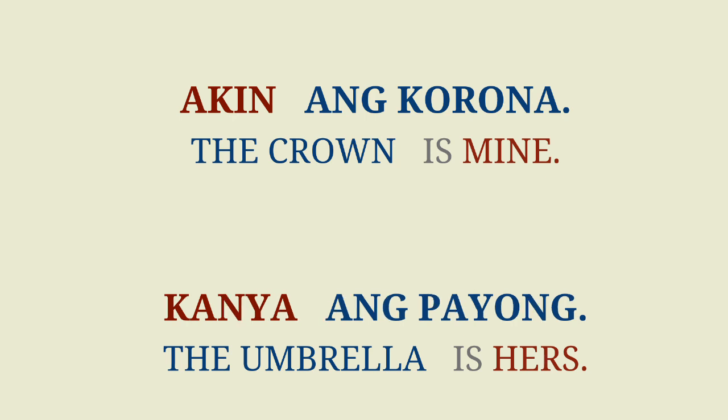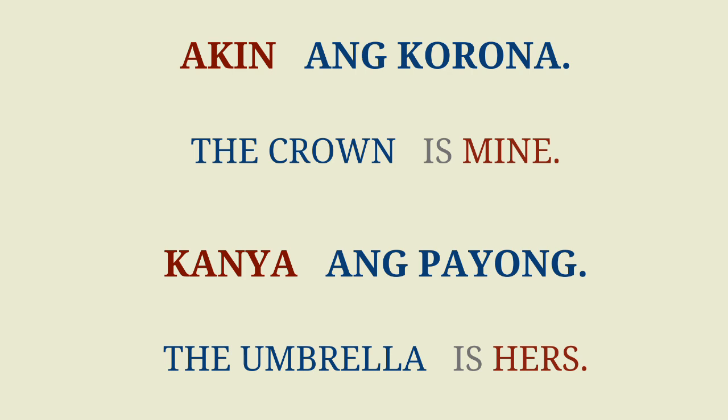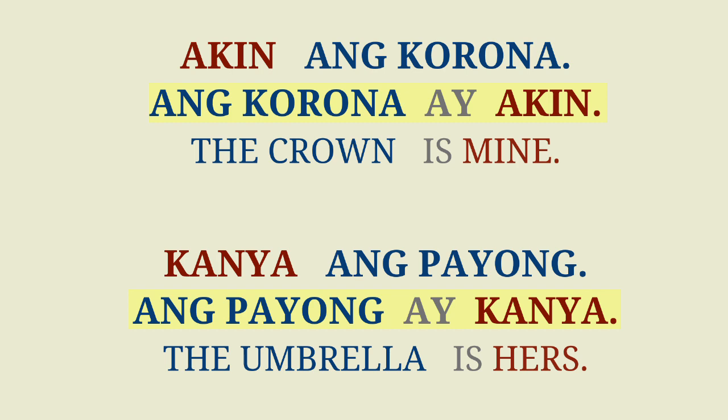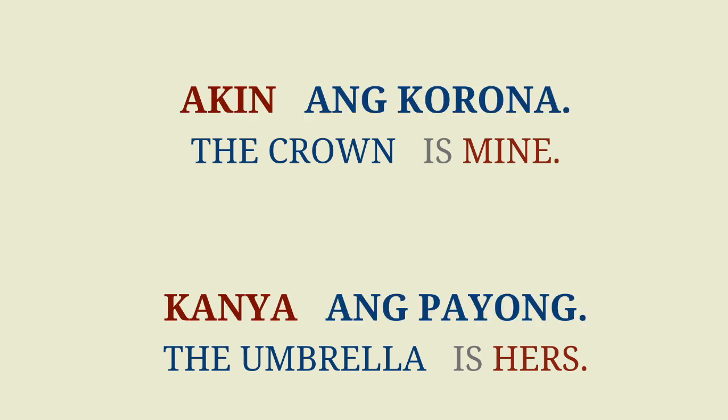If you remember from our previous lesson, there is another way of forming sentences in Tagalog where the subject goes first and you use ay. So you can do this one as well in these examples. Halimbawa, ang korona ay akin. Ang payong ay kanya. Once again, always remember to put ay right here. Personally, when it comes to spoken Tagalog, I would recommend sticking to these ones without the ay. However, both are correct, so it's fine whichever one you decide to use.